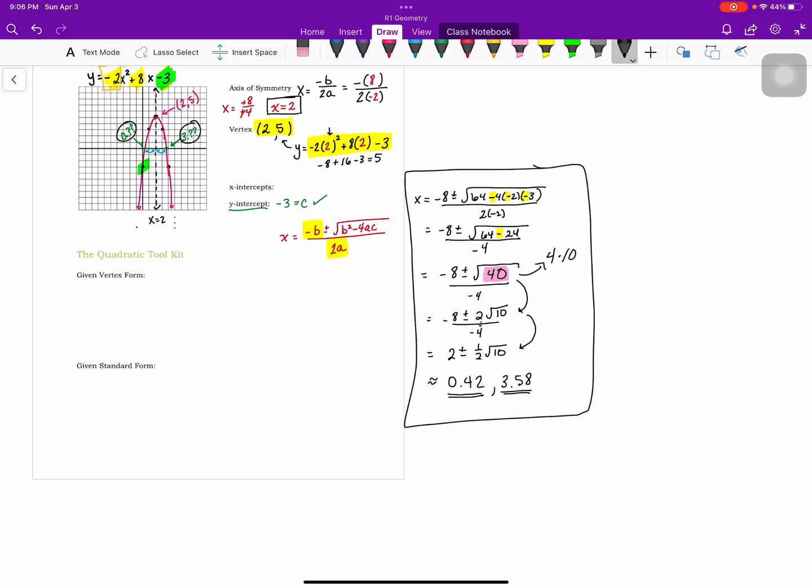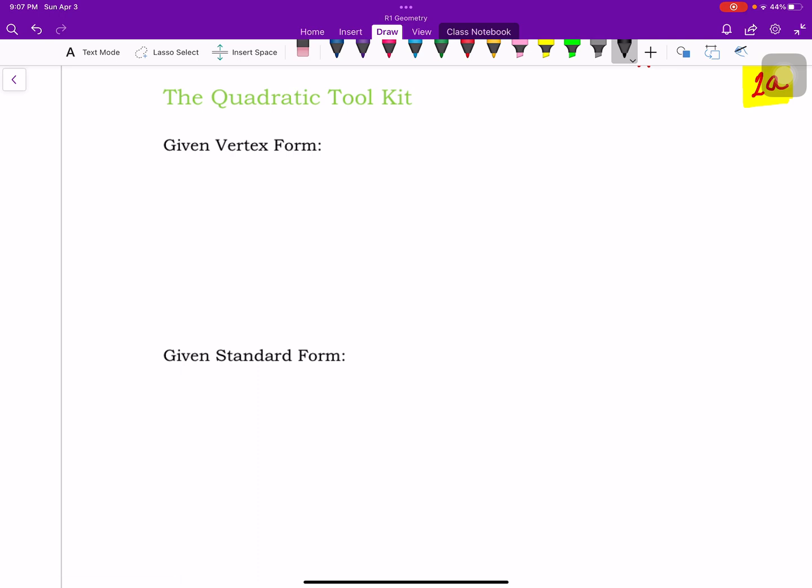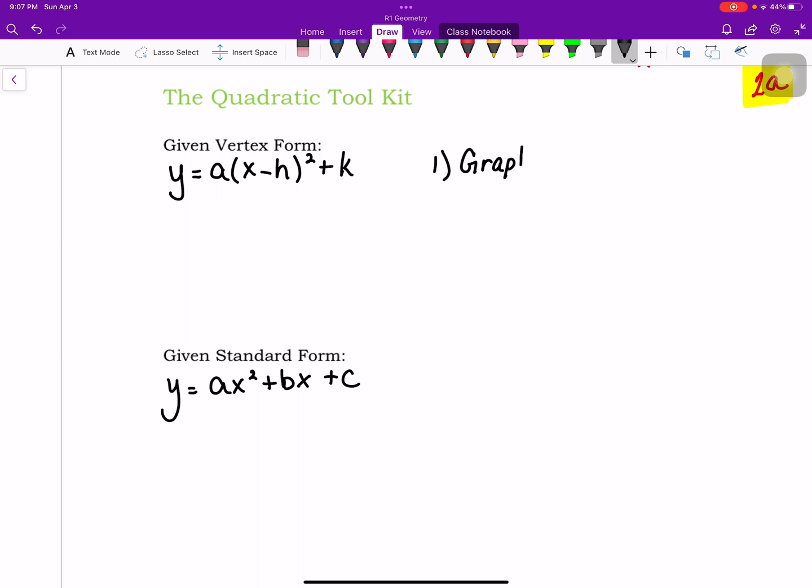All right, so when we think about our quadratics, we are given them in two different ways. Quadratics in vertex form follow this one. And then in standard form, it looks like this. So what do we have in our toolkit for these? When you are given something in vertex form, number one, you are able to graph it as is. Nothing special to do with it. Absolutely, you can just graph it.